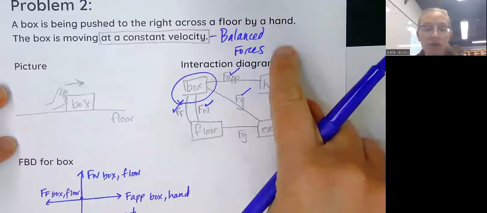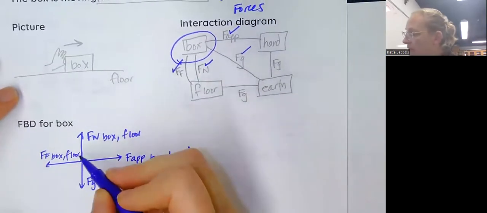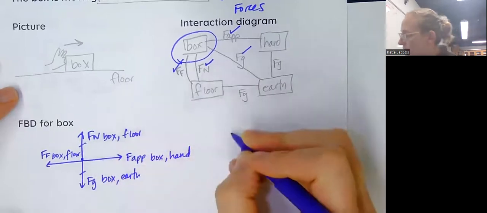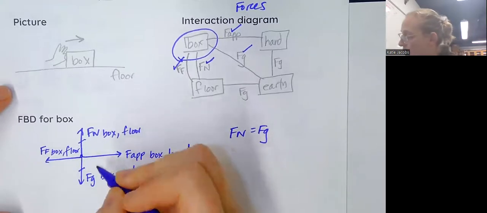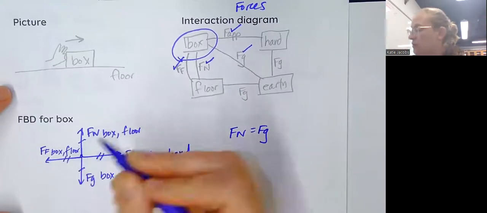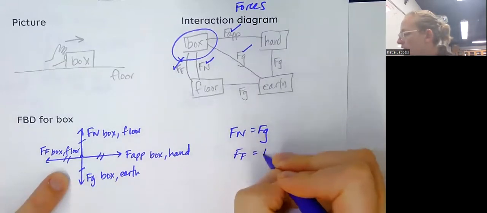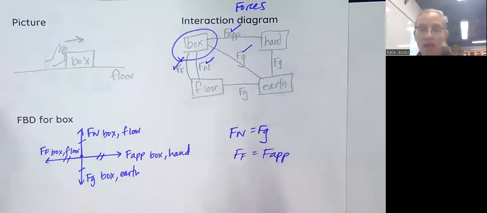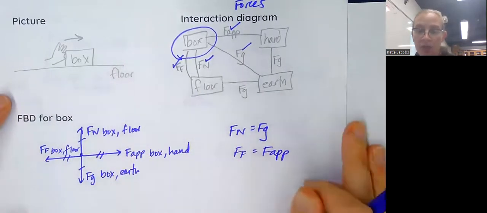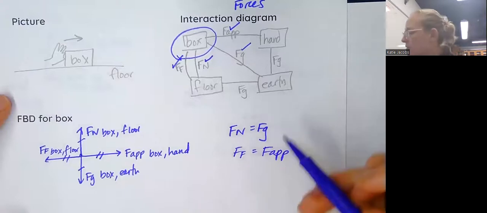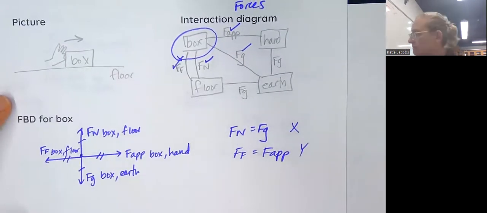If this is a balanced force situation, then all forces must cancel. The only way to have that is that the 2 vertical forces are equal to each other. They cancel out. And the 2 horizontal forces are equal to each other. I'm putting a second set of hash marks to say that FF equals F applied. I never put vertical forces and horizontal forces in the same equation. I write them separately. I'm showing here in the X direction, everything cancels, and in the Y direction, everything cancels.